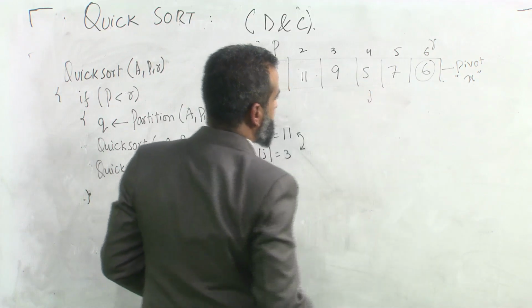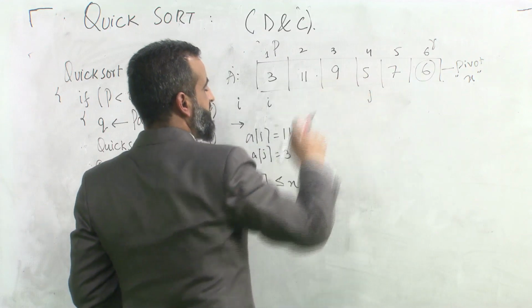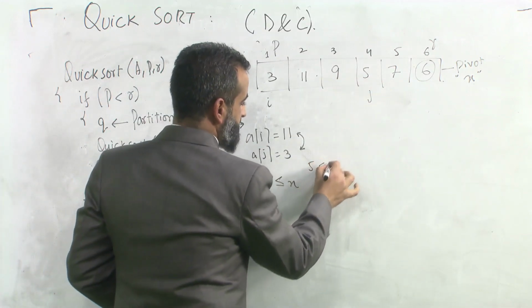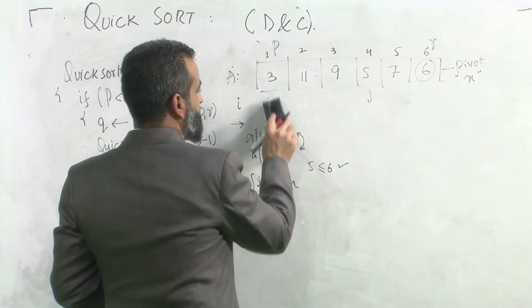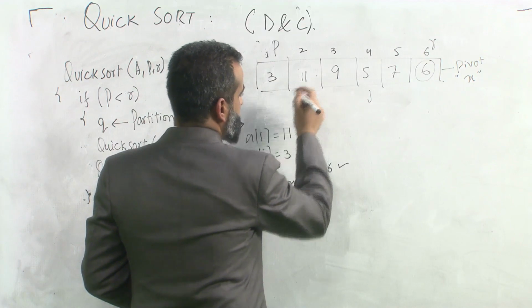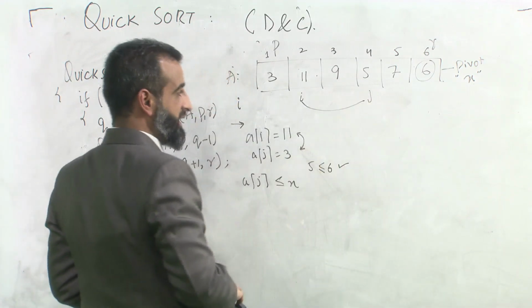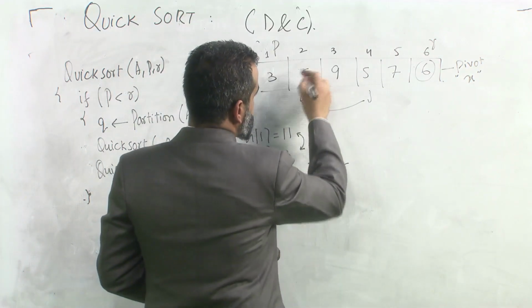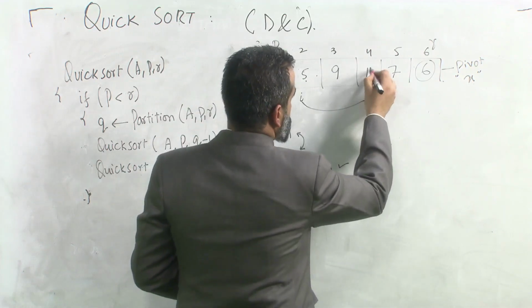Once I increment my J again, A of J, that's A of 4, now contains 5. If I compare 5 and 6, 5 is less or equal to 6, so the condition is true. I will increment my I. Once I increment my I, I make the necessary swap between A of I and A of J. So 5 will come here, and my 11 will go to this place.